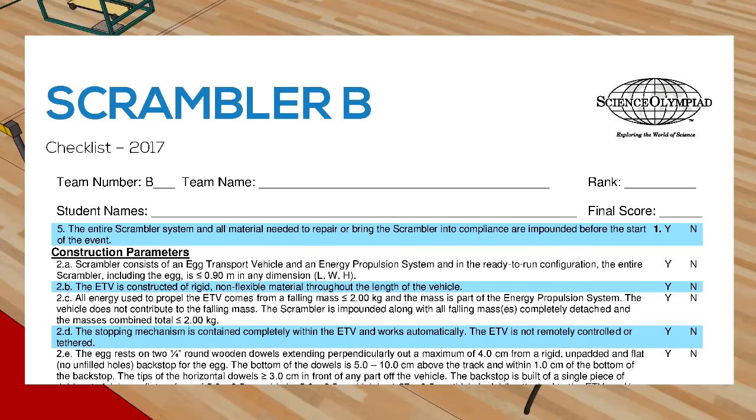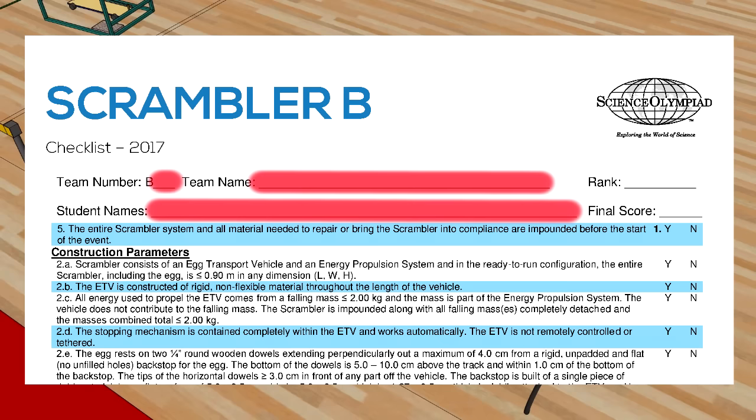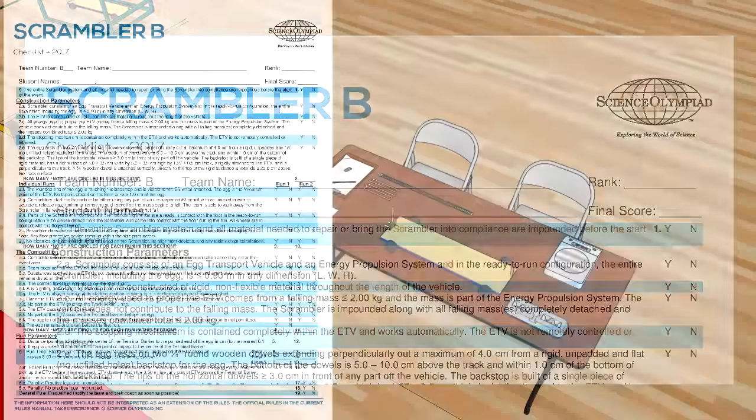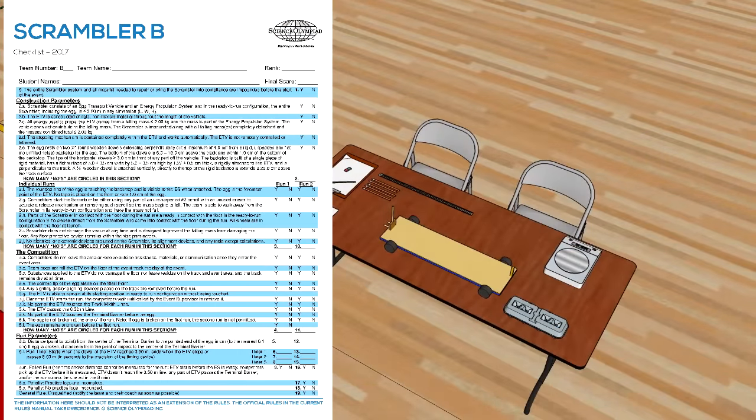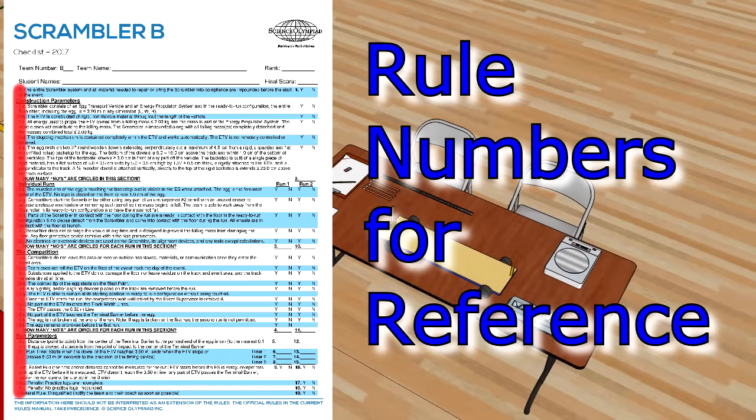Team number, school name, and student names must be filled in on the team checklist first. This checklist will follow the students through the event and is used to determine their score. The checklist is organized with the rules on the left-hand side for reference.